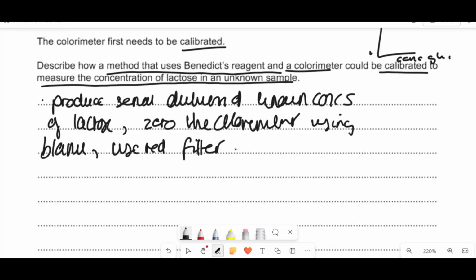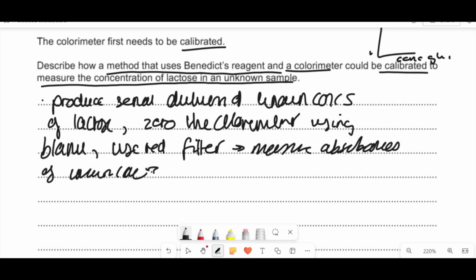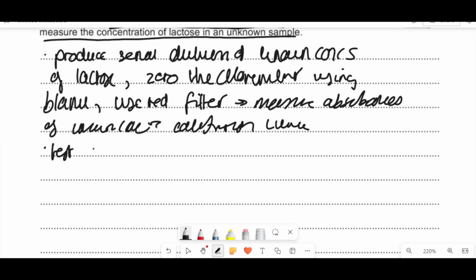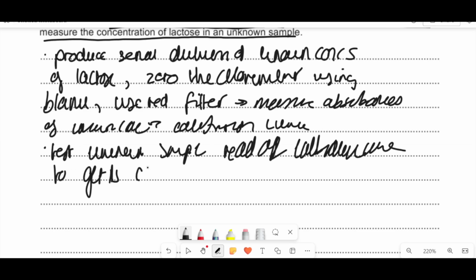Then we measure the samples. We measure the absorbances of all of these samples of known concentrations, and you make a calibration curve. Then you test the unknown sample, and read off your curve to get its concentration. That's it.